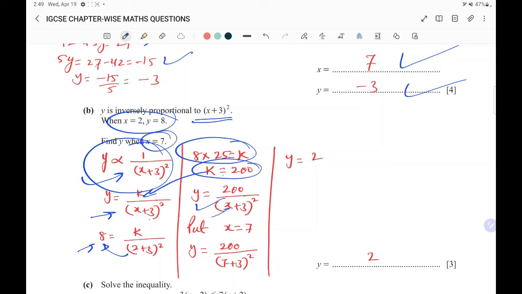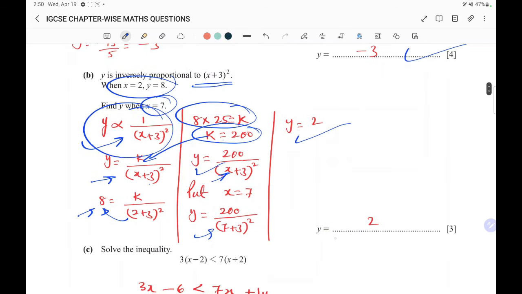So just put x equals 7 over here. So 7 plus 3 whole square, which is 200 over (7 plus 3) whole square, is 10 whole square is 100, 200 over 100, that is 2. So y is 2 now.